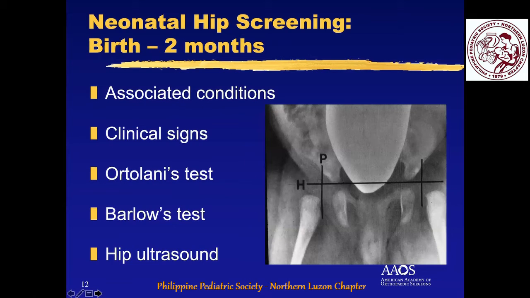How do we screen children with possible hip dysplasia? During the first 2 months of life, the neonatal period, we usually have to pay attention first and foremost to associated conditions. We'll go into this later. Clinical signs at this point are fairly few. There are some provocative tests that you can do, like the Ortolani, which is trying to reduce a dislocated hip, and the Barlow's, which is trying to dislocate a subluxable hip. X-rays are not so useful at this age group because the femoral ossification center has not yet developed, and so we have to rely on other modalities like hip ultrasound.